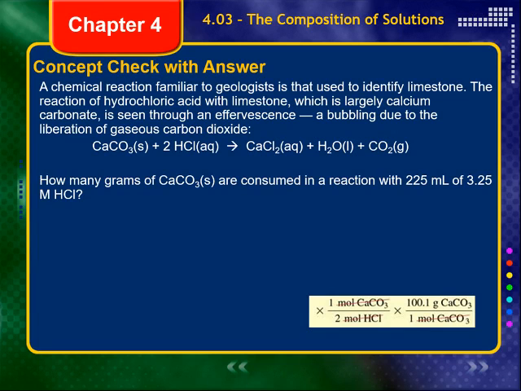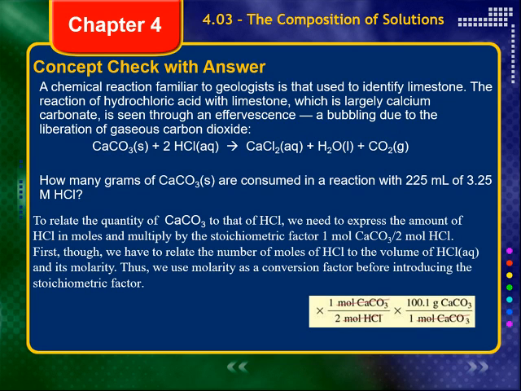So in order to relate the quantity of carbon dioxide to that of the HCl, we need to express the amount of HCl in moles. Because notice we have molar HCl here. So what we have to do is use our definition of molarity to get rid of that volume. And we've already seen an example of how to do that. Simply multiply the molarity of something by a volume. You will cancel out the volumes. You'll just have moles.